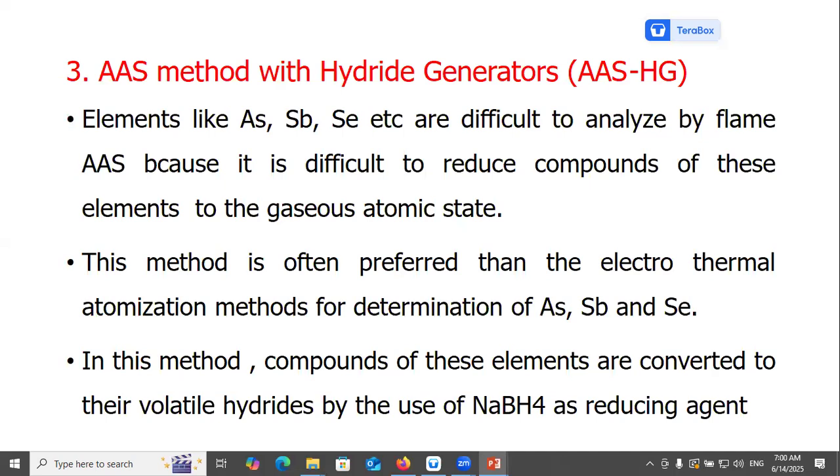AAS method with hydride generator. Elements like arsenic, antimony, selenium, etc. are difficult to analyze by flame AAS because it is difficult to reduce compounds of these elements to the gaseous atomic state. This method is often preferred over the electrothermal atomization methods for determination of arsenic, antimony, and selenium. In this method, compounds of these elements are converted to their volatile hydrides by the use of sodium borohydride as reducing agent.